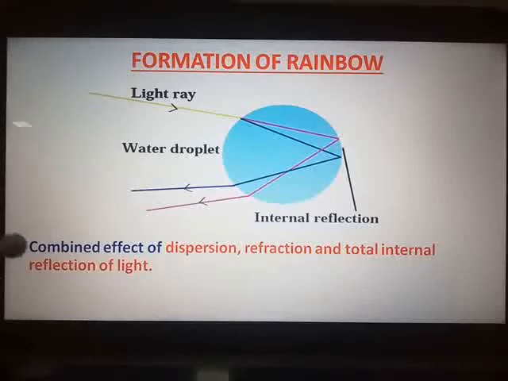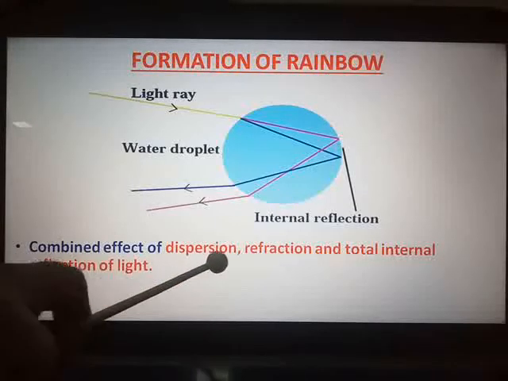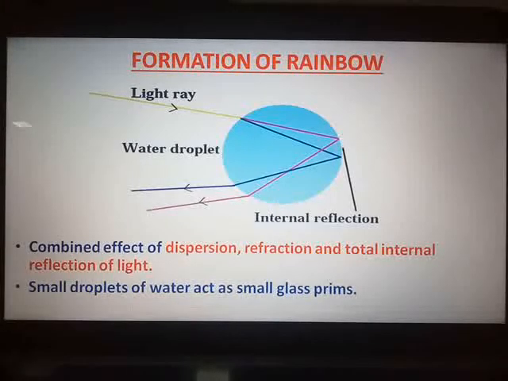So formation of rainbow: combined effect of dispersion, refraction and total internal reflection of light. Small droplets of water act as small glass prisms. Here they can ask a direct question, explain the formation of rainbow.